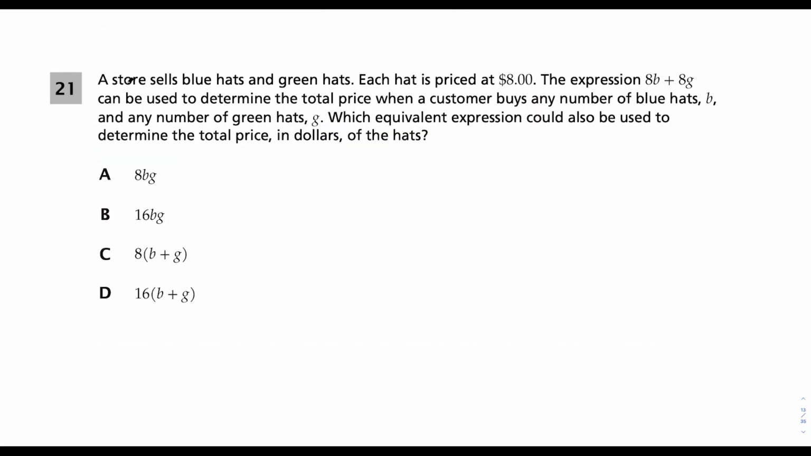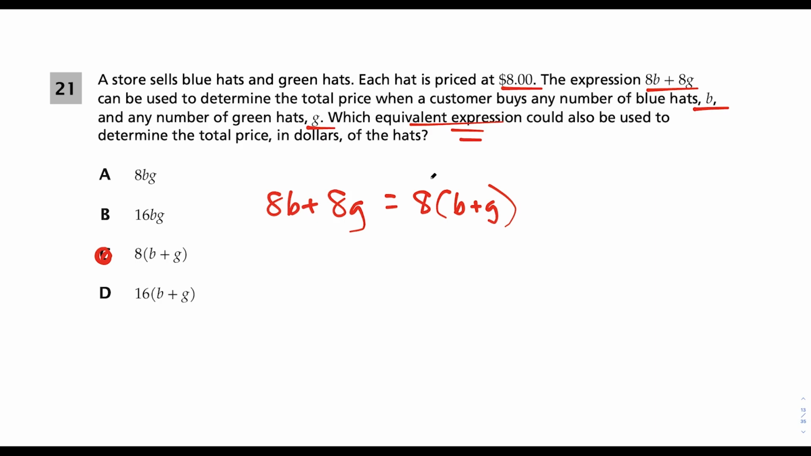Question 21, we have a store selling blue hats and green hats, and each hat is priced at $8, and the expression 8B plus 8G can be used to determine the total price when a customer buys any number of blue hats B and green hats G. Which equivalent expression could also be used to determine the total price in dollars of the hats? So for this one, this is very wordy, but it's kind of unnecessary, all those extra words, because we're just looking for an expression equivalent to this. So this, if you factor out the 8 here, you're left with B plus G, and this would match up with choice C.